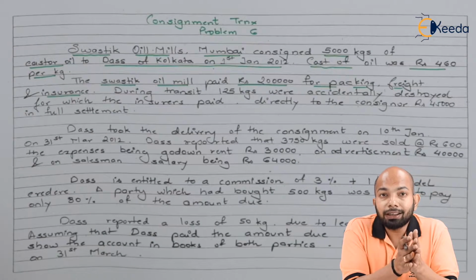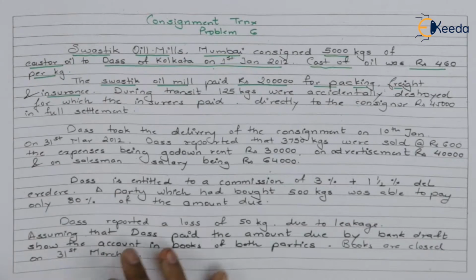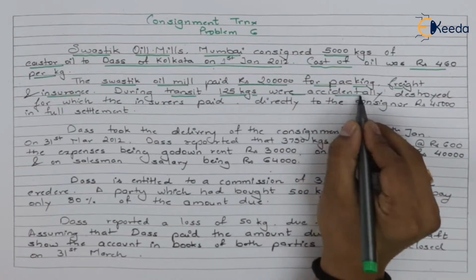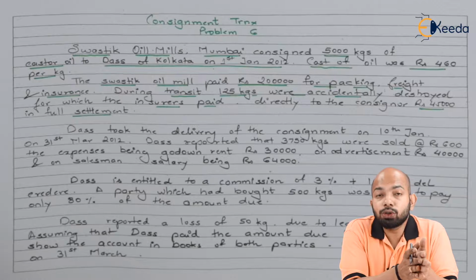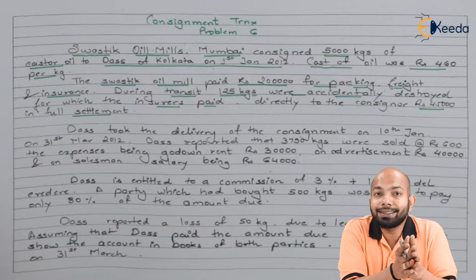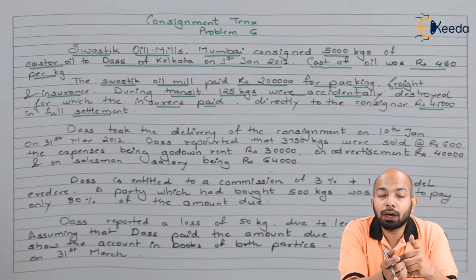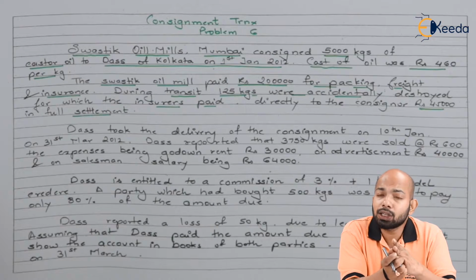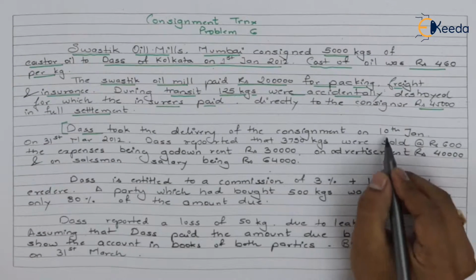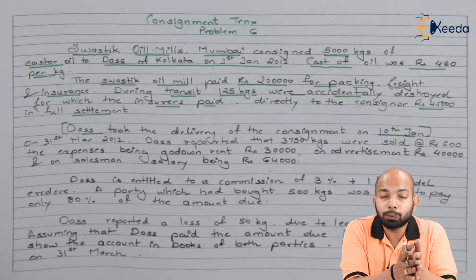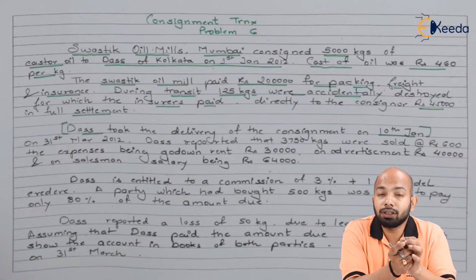Swastik Oil Mills also paid around 2 lakh rupees for the packing, freight and insurance of the consignment. During transit, 125 kilos were accidentally lost, for which the insurance company paid rupees 45,000 in full settlement to the consignor, that is Swastik Oil Mills. On 10th of Jan 2012, Das Brothers took the delivery of the consignment, which was sent on 1st of Jan 2012.